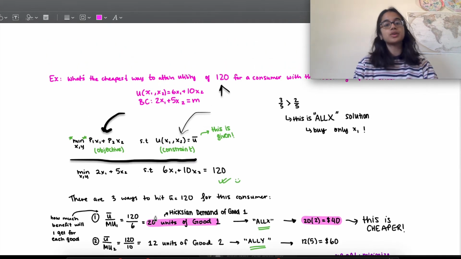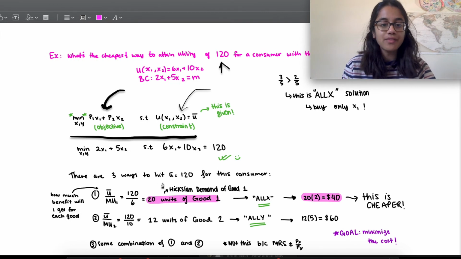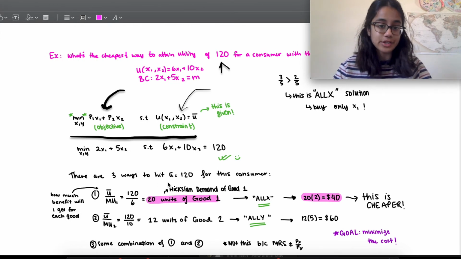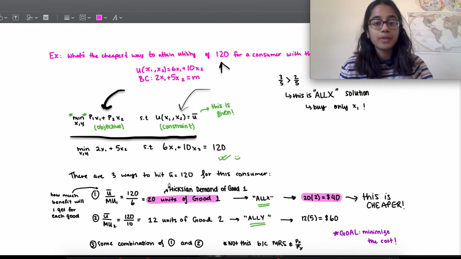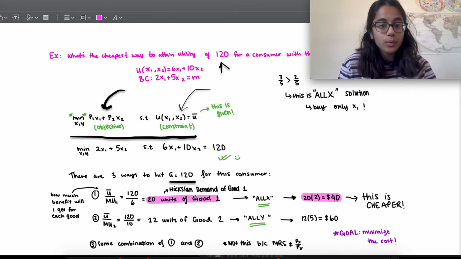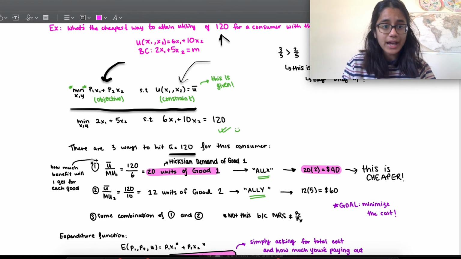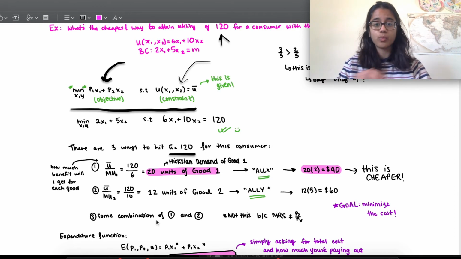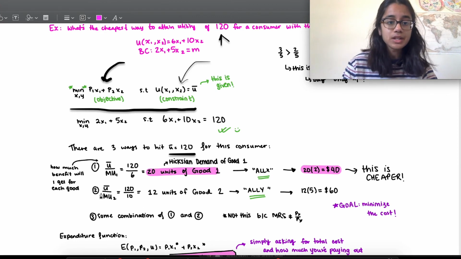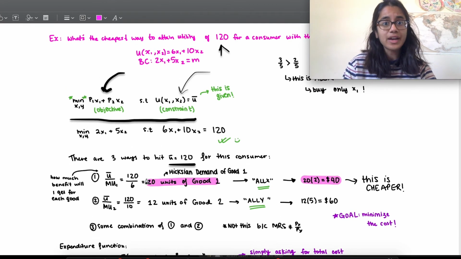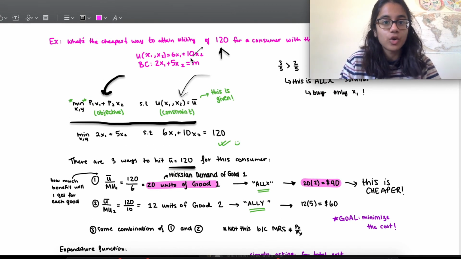So what you would do here is, okay, there are 3 ways to hit this certain utility, right? Equal to 120. What we would do is basically just make this equal to 120, and you can either have all x, all y, or some combination of 1 and 2. So what I did here was, if I had all x, I would basically just ignore my x2.